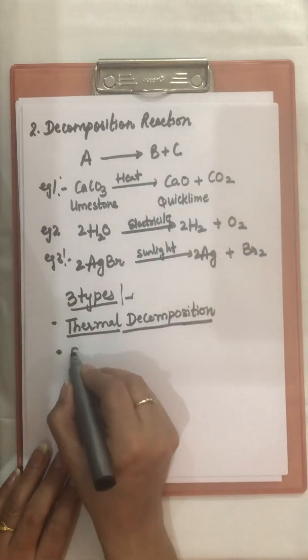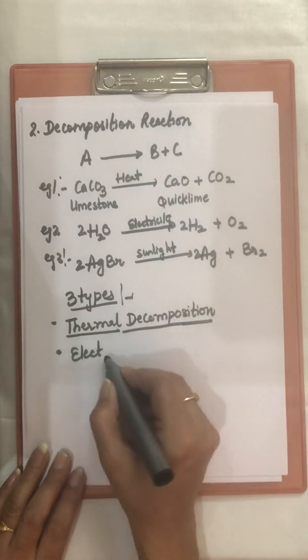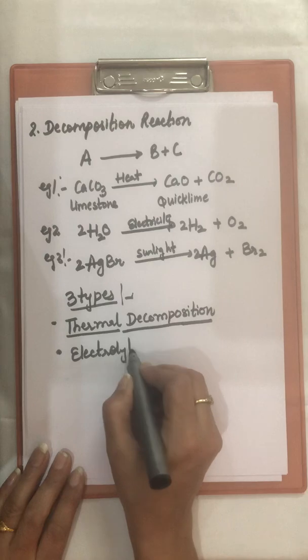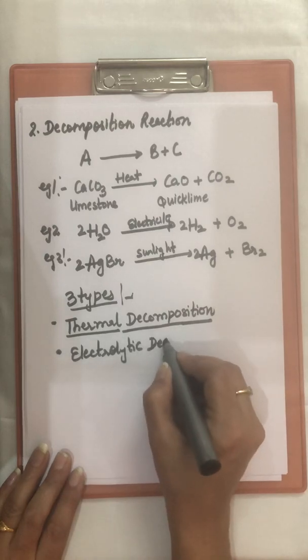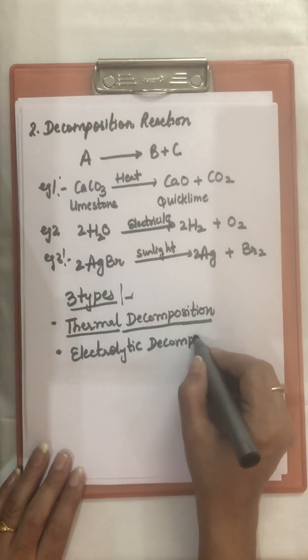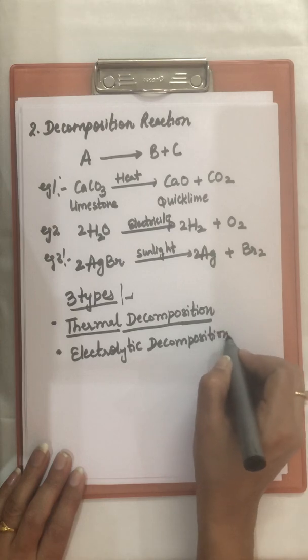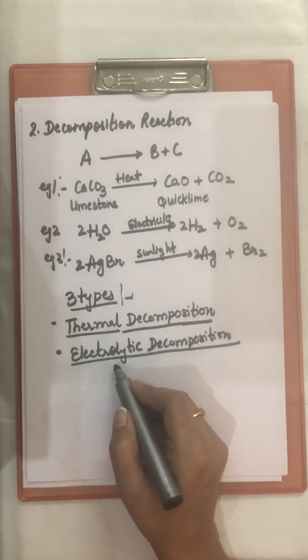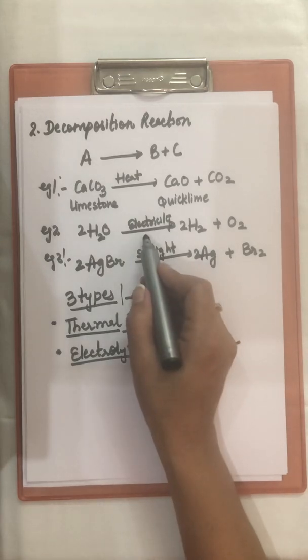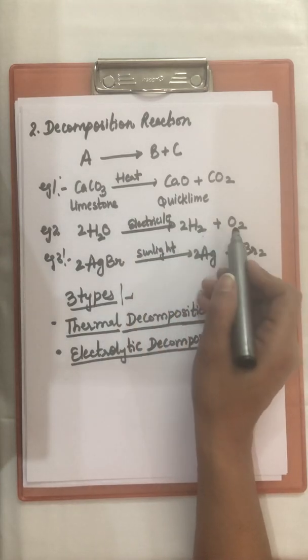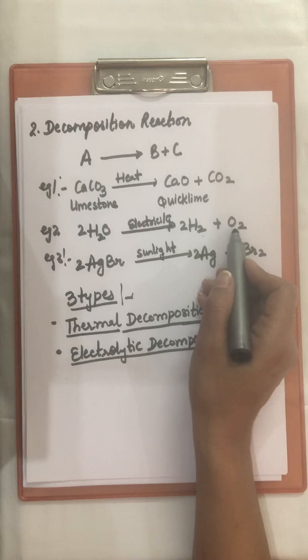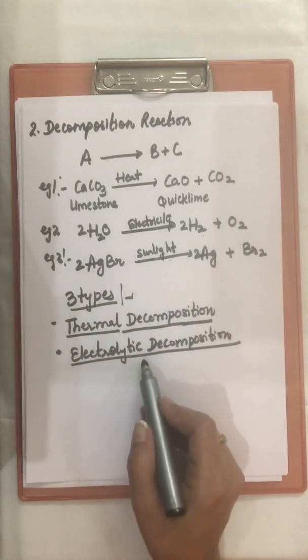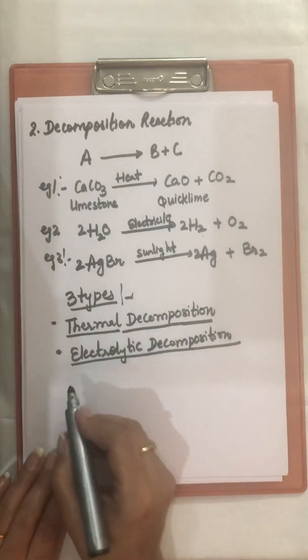Second type of decomposition is electrolytic decomposition. When a compound decomposes by passing electricity. So this example of water decomposing to hydrogen and oxygen is an example of electrolytic decomposition.